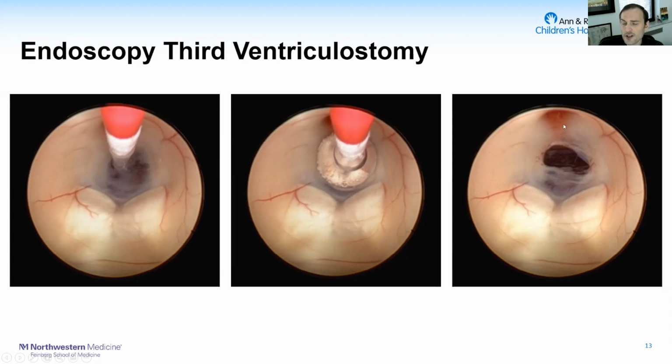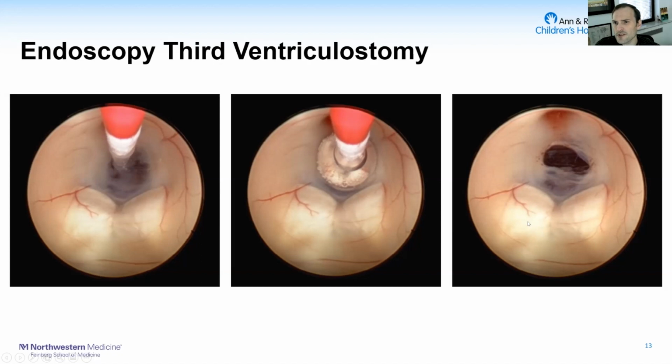The pituitary gland and the pituitary stalk are in front of you here. So you don't want to make your hole too far anterior, because you could hurt the pituitary stalk. This is called the infundibular recess, is another anatomical name for this area. So you want to stay away from here.